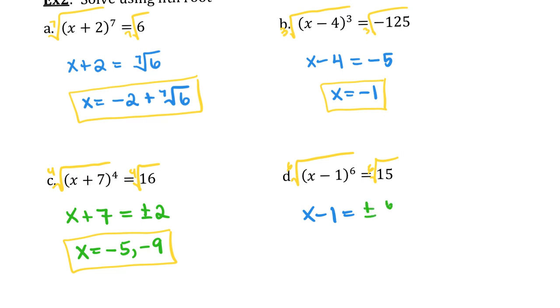Yeah, I have no idea. It's a decimal. It's irrational. Okay, I'm going to add the 1 over. So I'm going to have 1 plus or minus the sixth root of 15. And I get 2 answers because it's an even root.